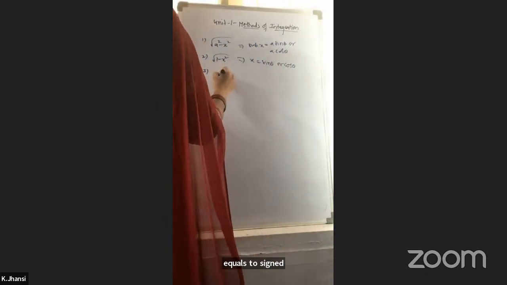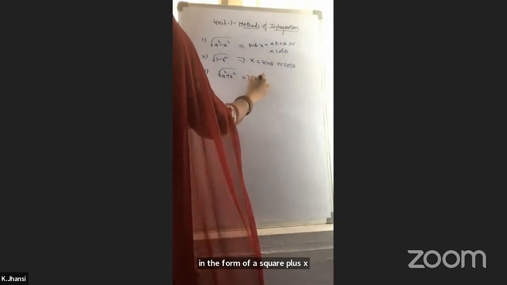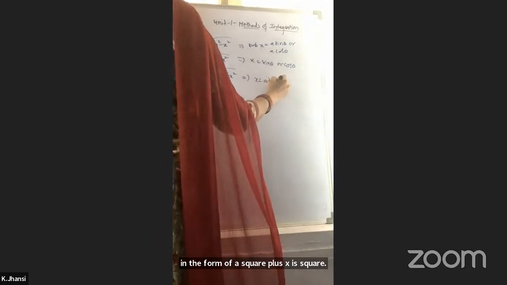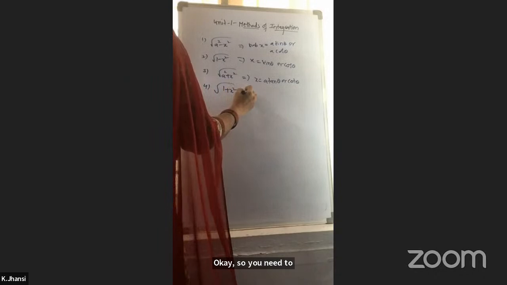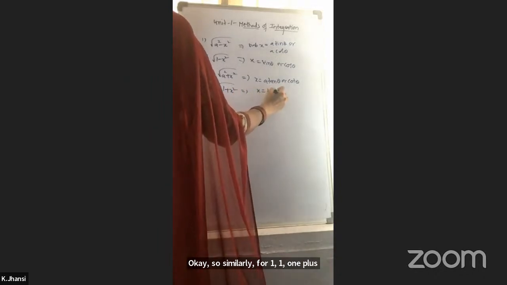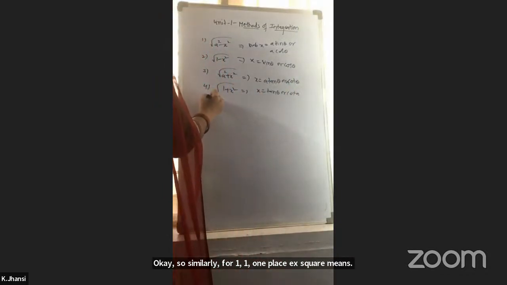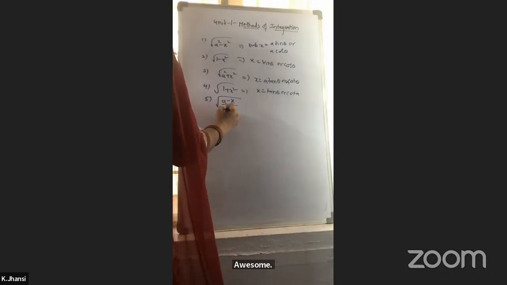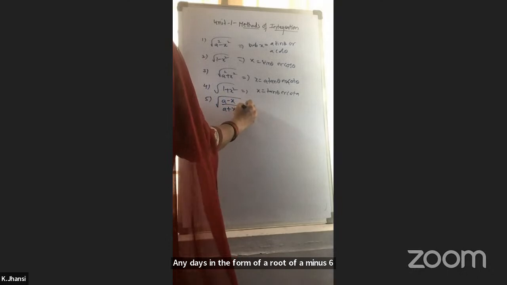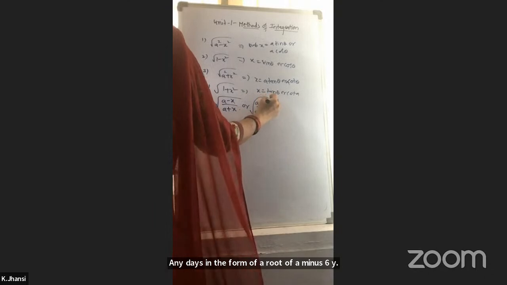And third one is when it is in the form of a square plus x square. Okay. So you need to substitute here x equals to a tan theta or cot theta. Similarly, fourth one, root of 1 plus x square means x equals to tan theta or cot theta. Fifth one, when it is in the form of root of a minus x by a plus x or root of a plus x by a minus x.